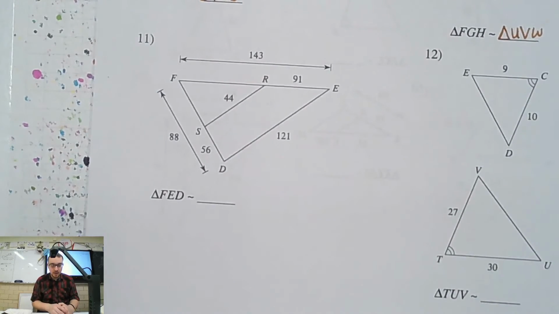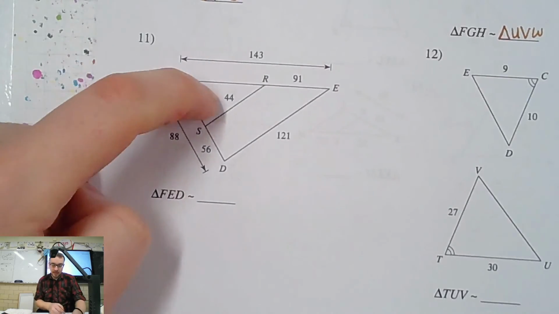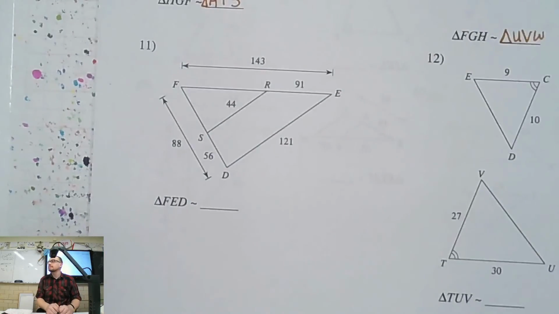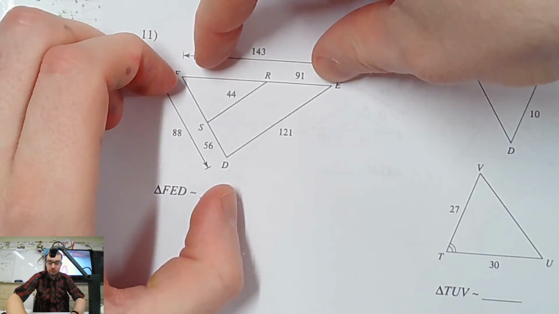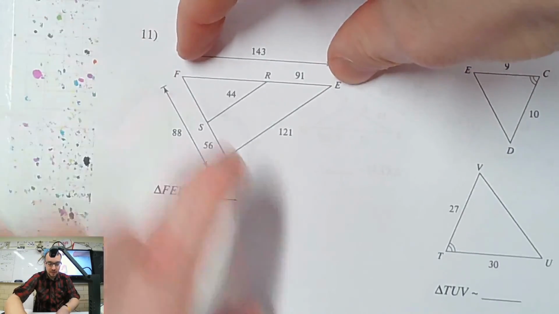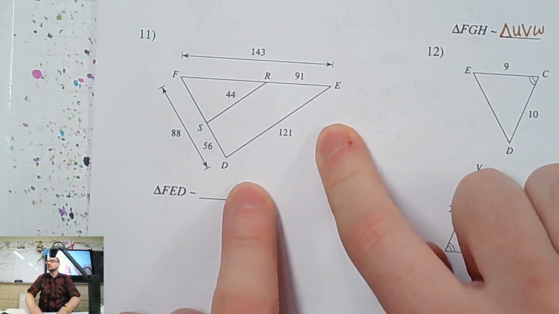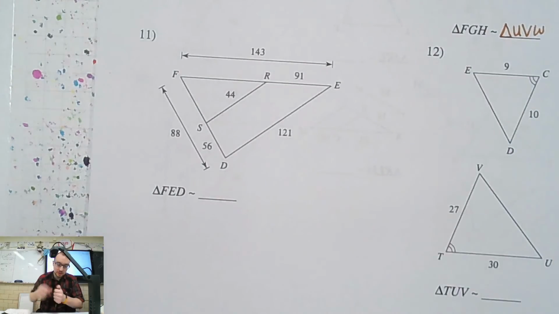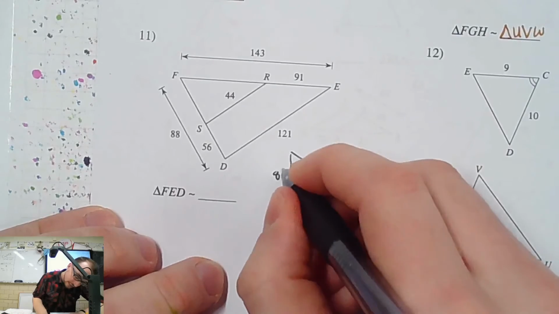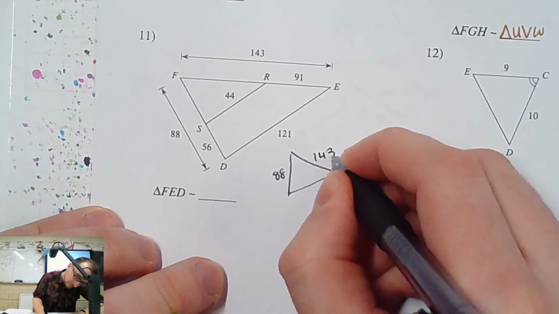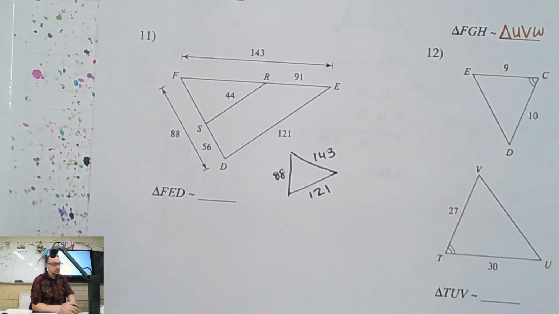All right, so we need to compare some sides here. Little guy and big guy. Yeah, it sits inside, right? So we know the lengths of the big guy. We know side FD and side FE, and we know side DE. We know all three sides of the big guy. If you want to, you can draw that triangle out and say that it's 88, 143, and 121.